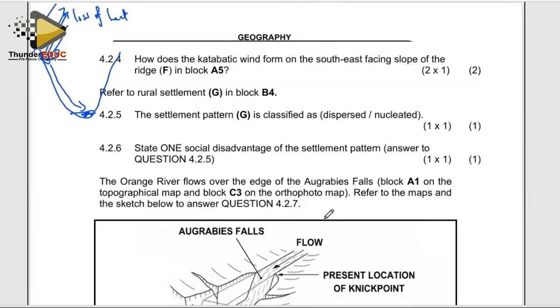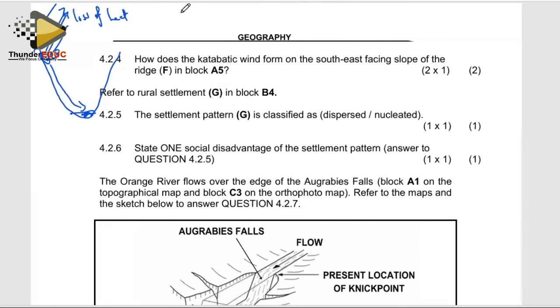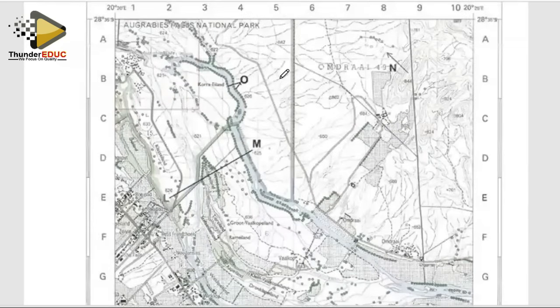Right. Refer to rural settlement G in block B4. Settlement G in block B4, somewhere here, around this area.